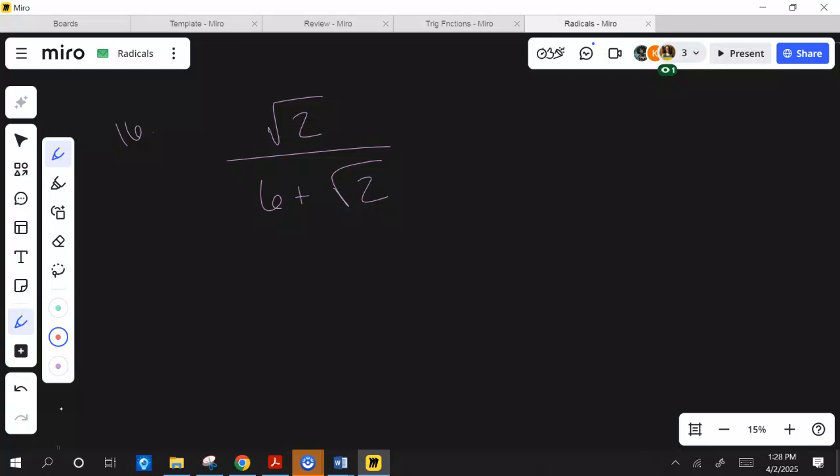Why wouldn't it go away though? Okay, so do it top and bottom though. What happens in the bottom if you do that? You get 6 square root 2 plus 2. Now I got a square root in the bottom still. Right. All right. You know you need to do it.